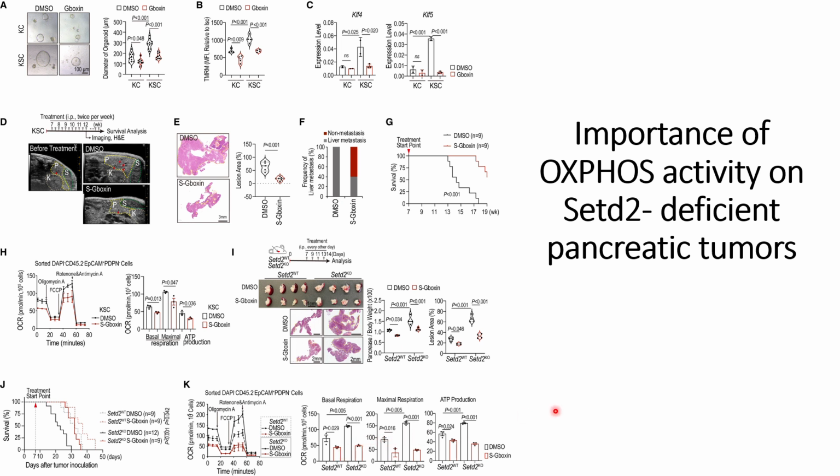So this all together indicates that OXPHOS activity plays an important role in SETD2 deficient pancreatic tumor cells. However, it also has some impact, to some extent, on the SETD2 wild type pancreatic tumor cells also.